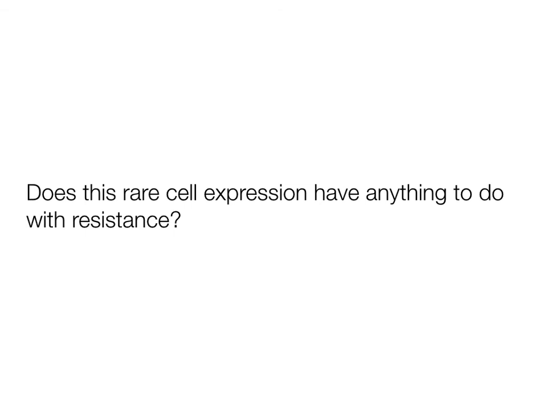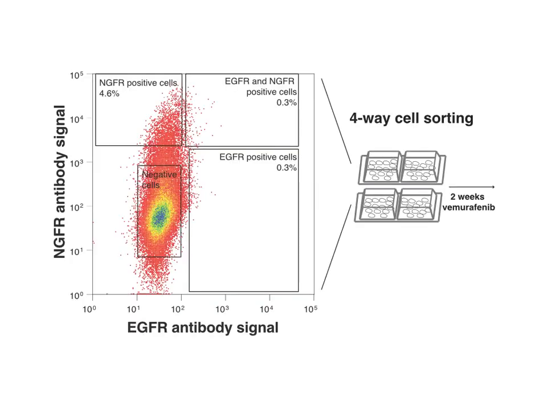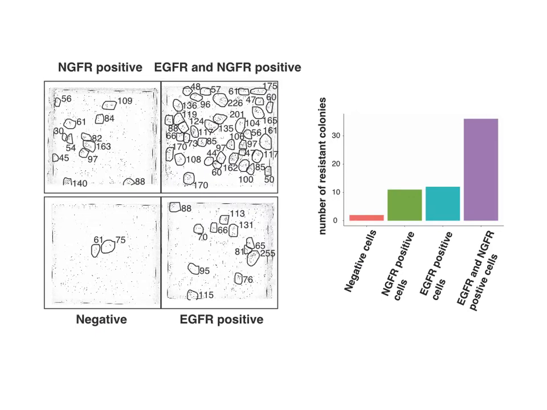Next, we wanted to know if these rare cells were actually the same ones that develop into resistant colonies. Fortunately, two of our resistance marker genes are also cell surface markers, EGFR and NGFR, so we used fluorescence-activated cell sorting to isolate the high fractions of these cells and applied drug to them.